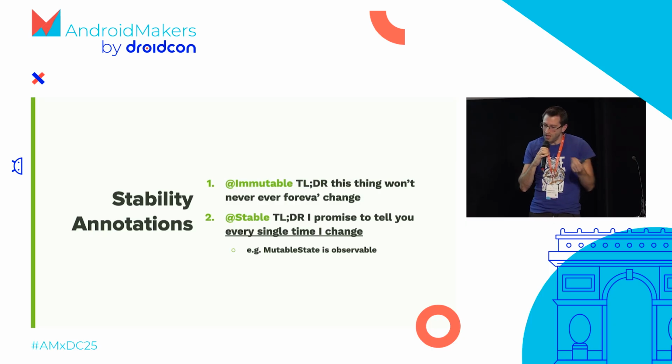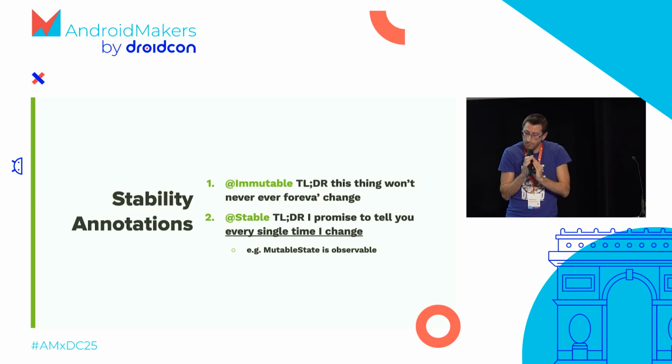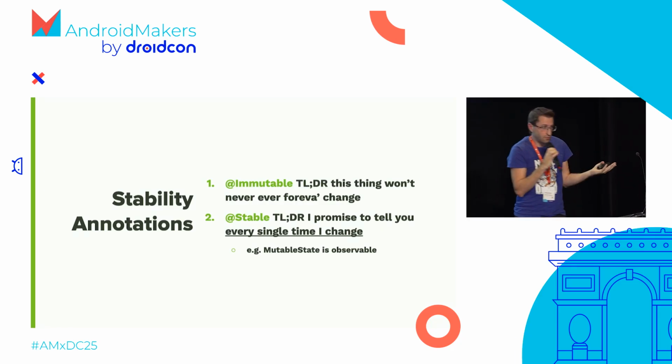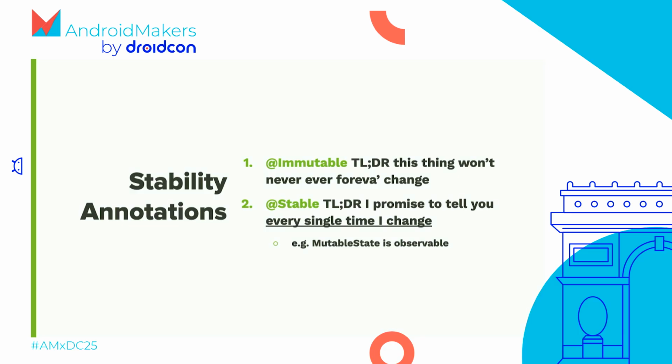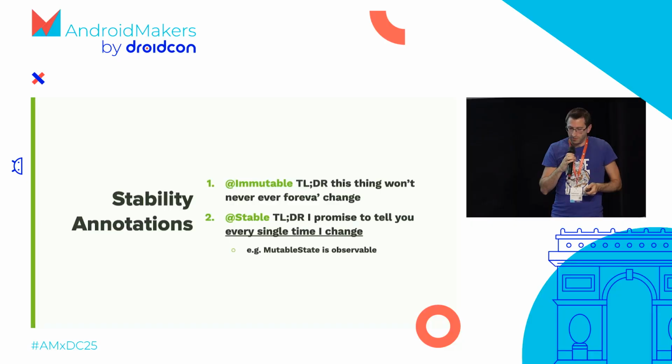Long story short, immutable means this thing will never, ever, ever, forever change, I assure you. And stable is more tricky because it can change, but you are promising to tell every single time, I promise that if I change, I will notify you. So you can even think that your view model, if the only public property of your view model is an observable, if that observable thing can be observed with collectAsState or whatever, it could be named stable. And this is actually how the mutable state from state objects that you see in Compose everywhere works: it is stable, not immutable.